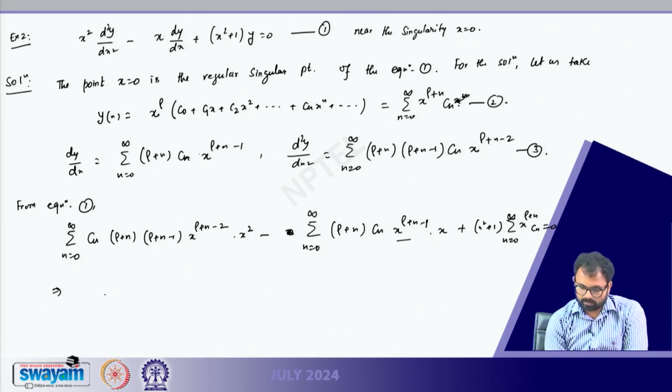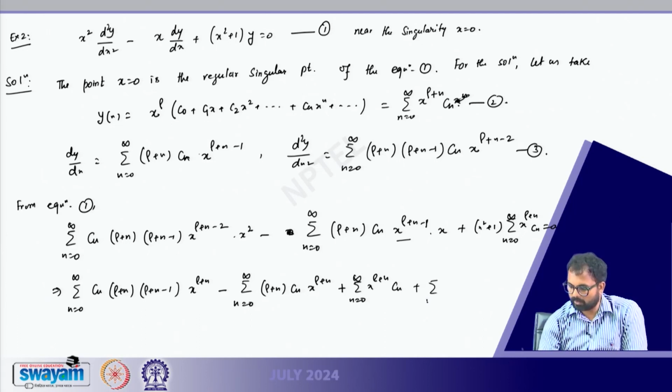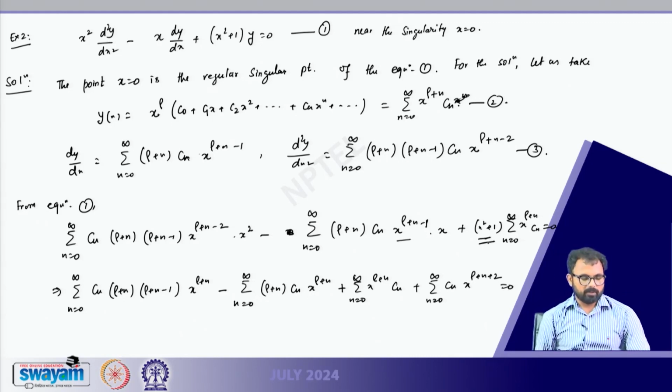that is, summation n running from 0 to infinity. This is a relatively lengthy calculation: (rho plus n)(rho plus n minus 1) c_n x to the power rho plus n, minus summation n running from 0 to infinity (rho plus n) c_n x to the power rho plus n, plus summation n running from 0 to infinity c_n x to the power rho plus n, plus summation n running from 0 to infinity c_n x to the power rho plus n plus 2. We have broken down this term. So these many terms we will have equal to 0.